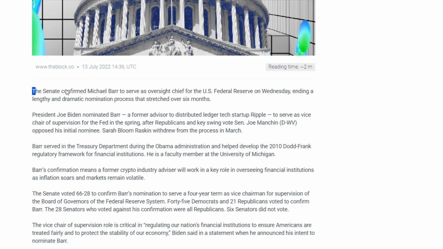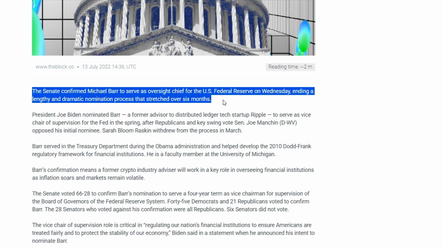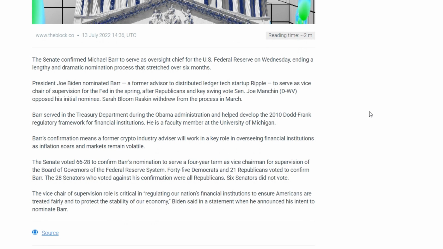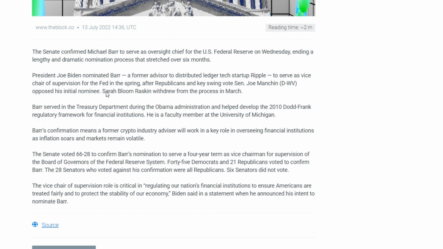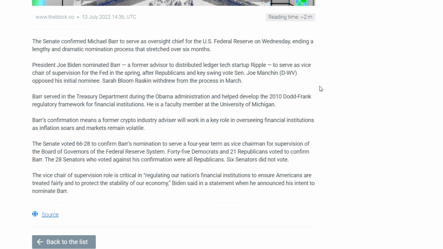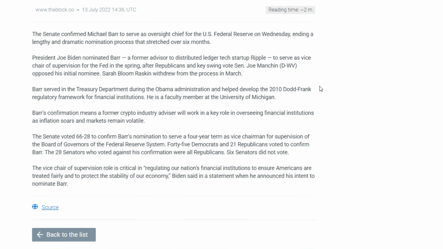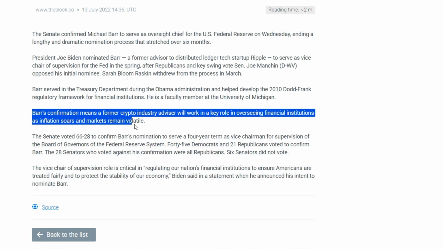In the spring, President Joe Biden appointed Barr, a former Ripple advisor. From 2015 to 2017, Barr was on the advisory board of Ripple Labs, dealing with distributed ledger technologies, to the position of vice chairman for supervision at the Fed after Republicans and key Senator Joe Manchin opposed the original candidate Sarah Bloom Raskin. Barr worked at the Treasury Department under the Obama administration and participated in the development of the 2010 Dodd-Frank regulatory framework for financial institutions. He is a lecturer at the University of Michigan. Barr's confirmation means that the former crypto industry advisor will play a key role in overseeing financial institutions as inflation soars and markets remain volatile.